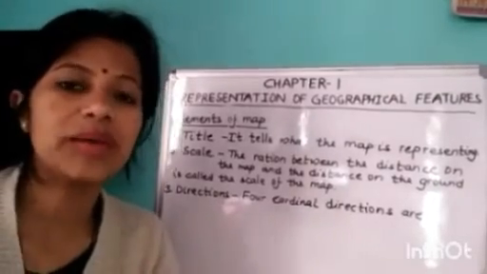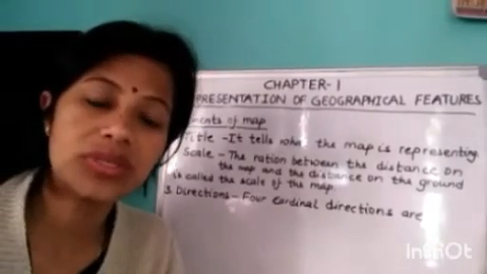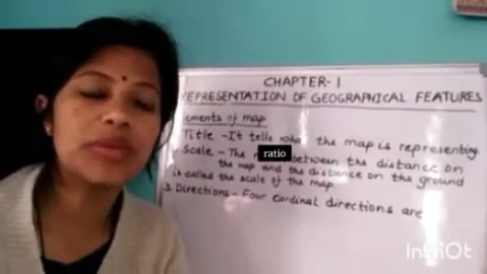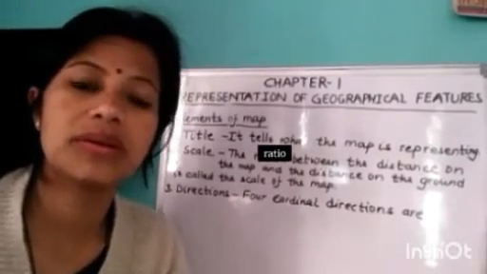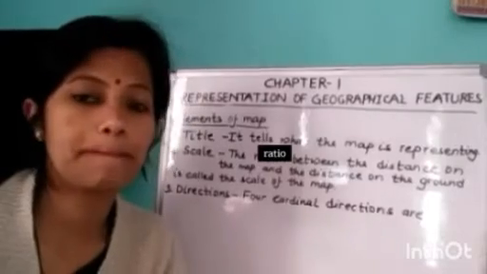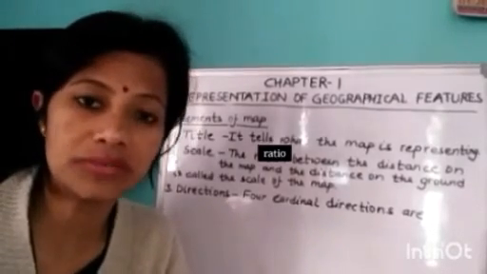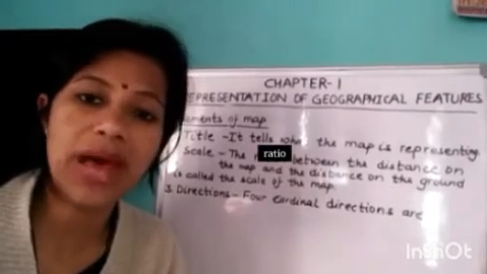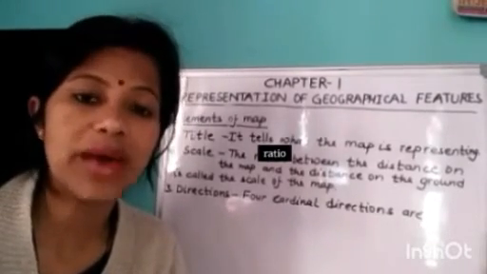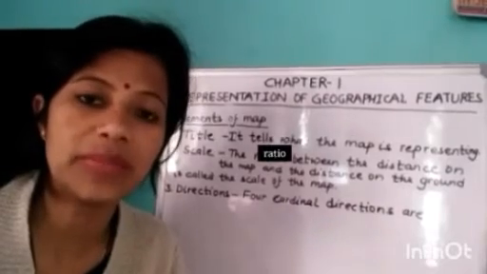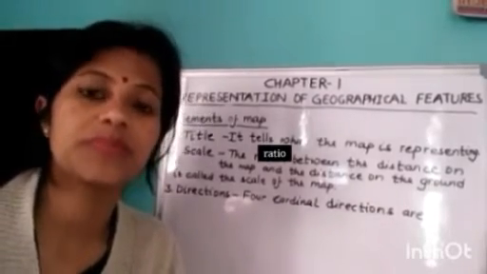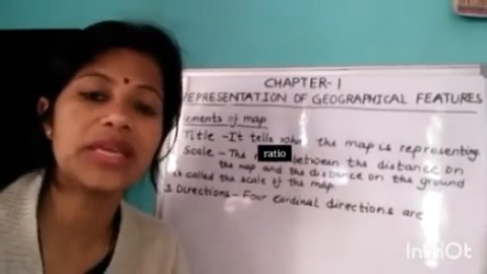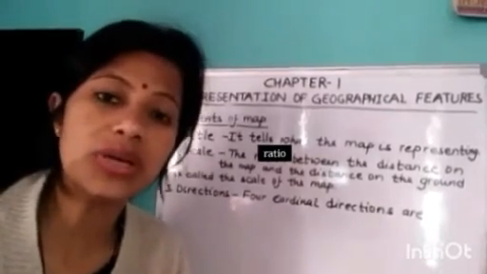The science of map making is called cartography, while the people who prepare maps are called cartographers. Cartographers make maps, while the science of map making is called cartography.